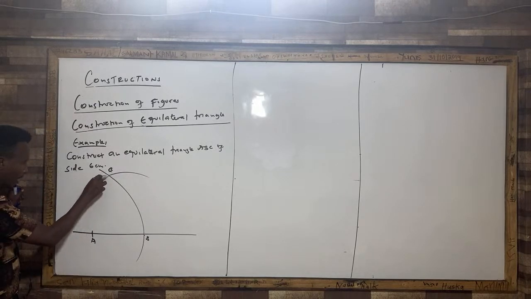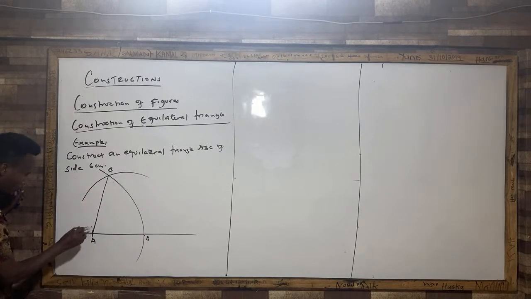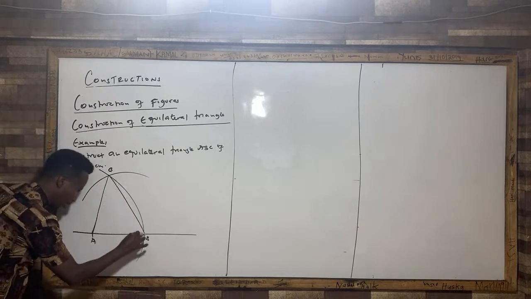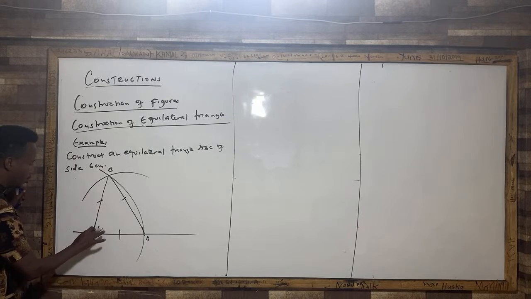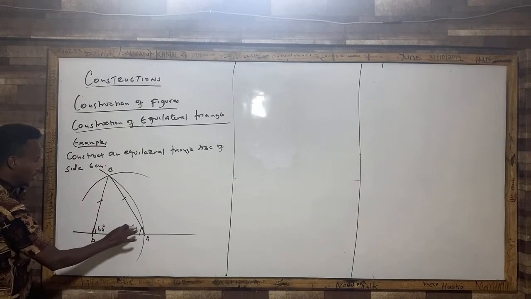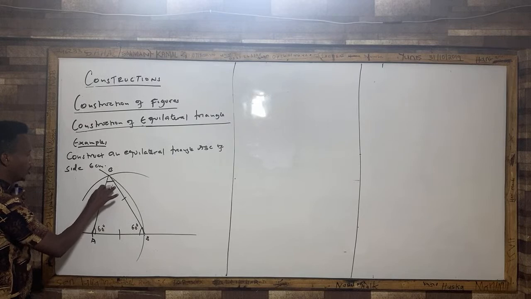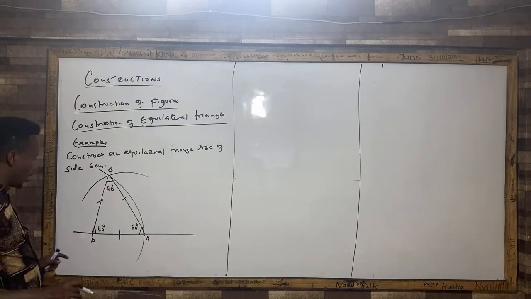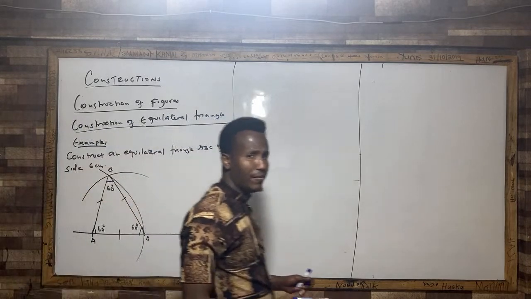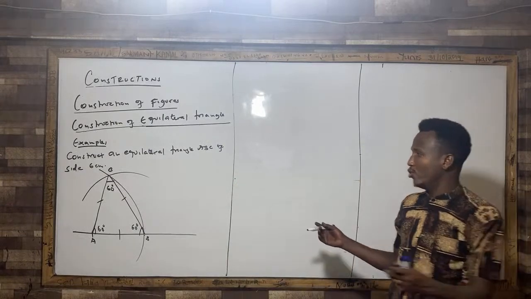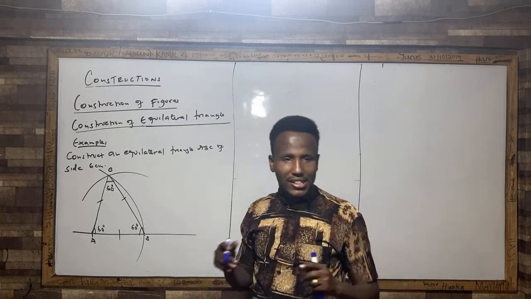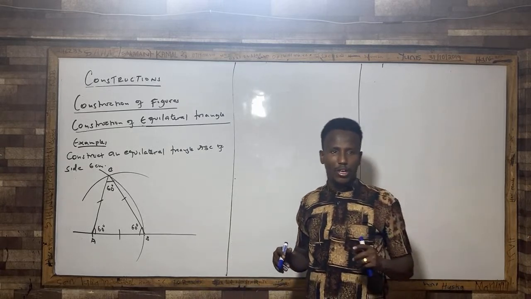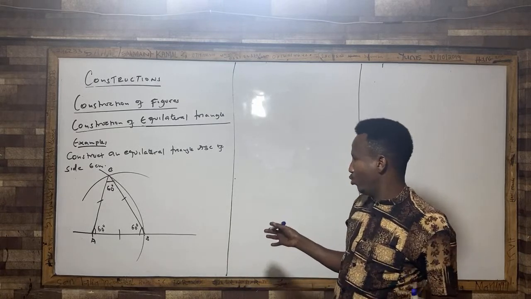So for me to get my triangle, I have to join them. Okay? So all these sides are equal. And each interior angle is what? 60 degrees. Each interior angle is what? 60 degrees. Very easy. That's how we are going to do an equilateral triangle. Just understand the procedure, please. Okay? All sides are equal.